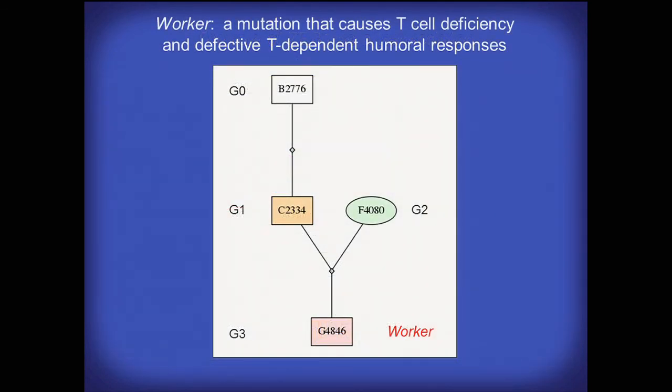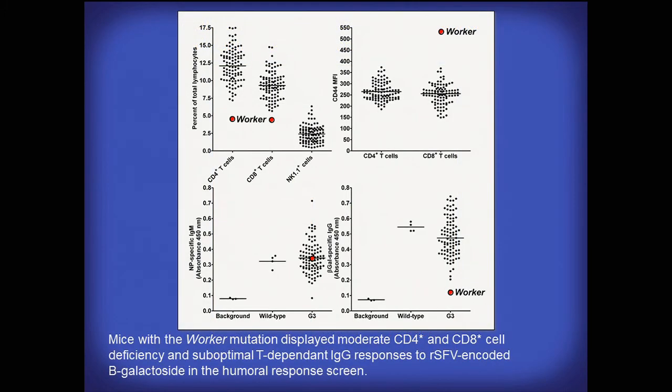Finally, we had worker, which was a defect of T-cell production and T-dependent humoral responses, and it was picked up, as you see here, as a mutation that caused a low number of both CD4 and CD8 cells with a very high CD44 expression on CD8 cells, as though an attempt to compensate was being made. We found no problem with the NP-specific T-independent response, but there was a problem with the T-dependent response.